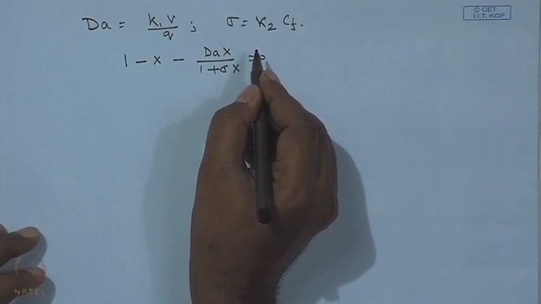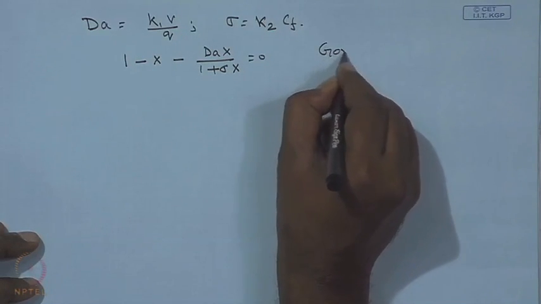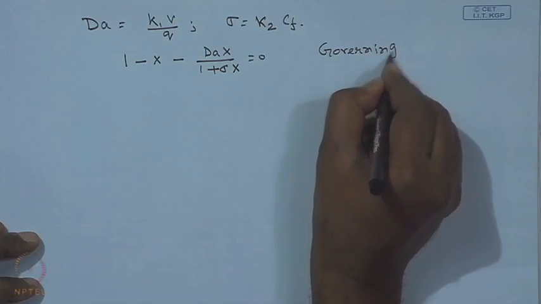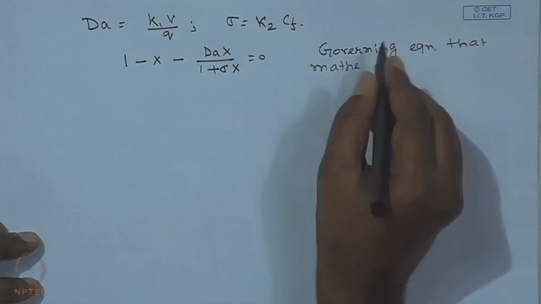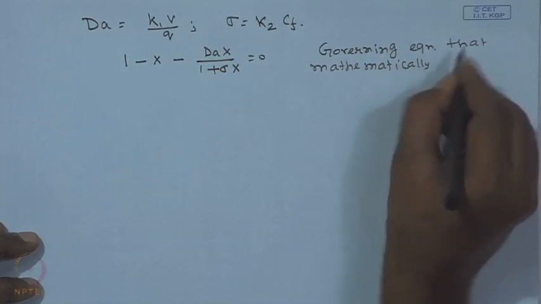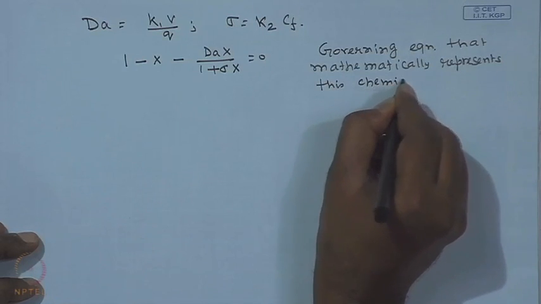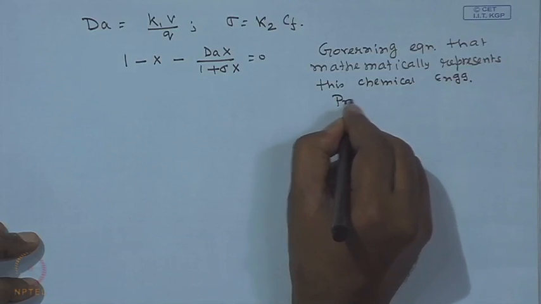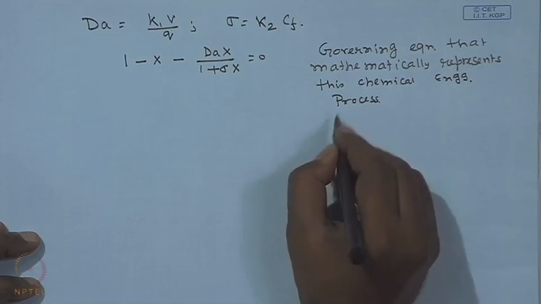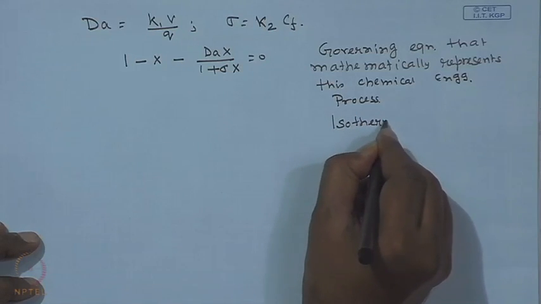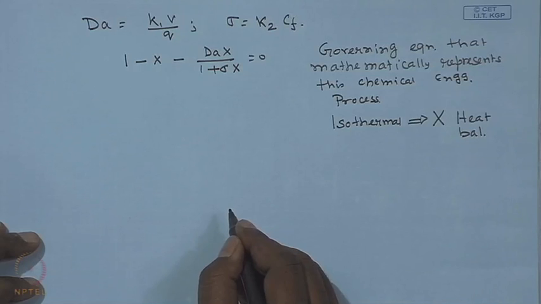Then what we will do, we rearrange this equation. This is the governing equation, and it mathematically represents this chemical engineering process, that is, the isothermal enzyme catalyzed fermentation process. But since this process is isothermal, we need not write the heat balance equation. There is no need to write down the heat balance equation.